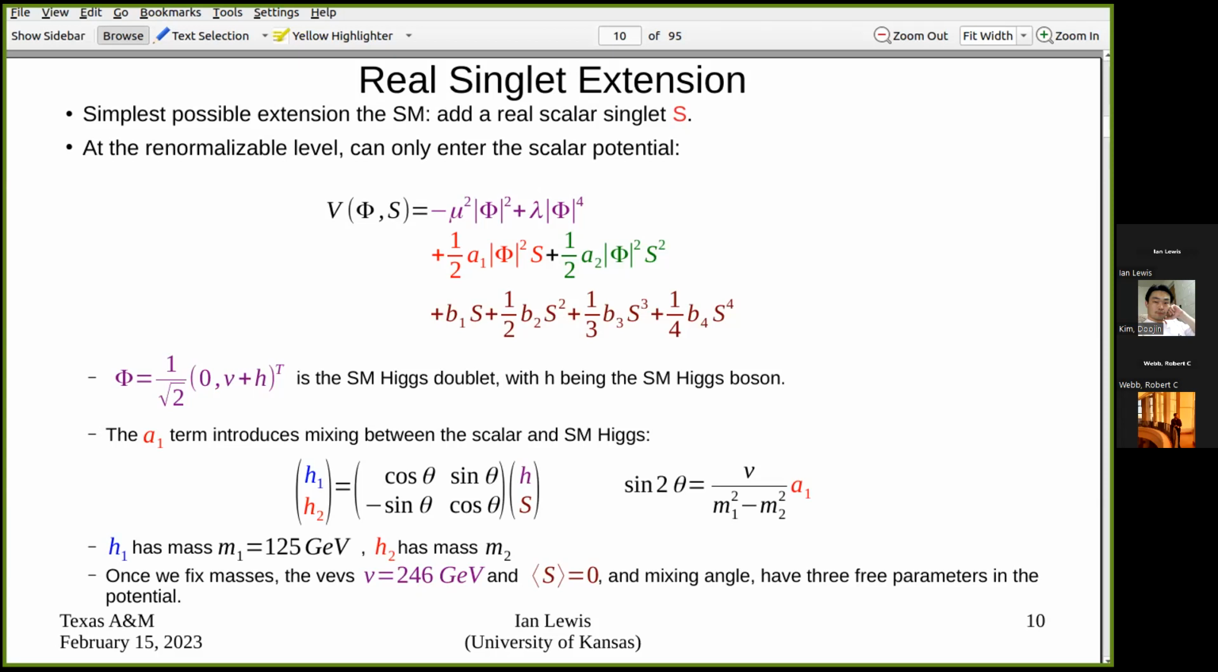So once we fix the masses and the Vevs, so I'm going to set S equal to 0, which I can do, and the mixing angle just ends up having 3 free parameters, so it ends up being a pretty simple model to play with. It gives you a lot of interesting things.